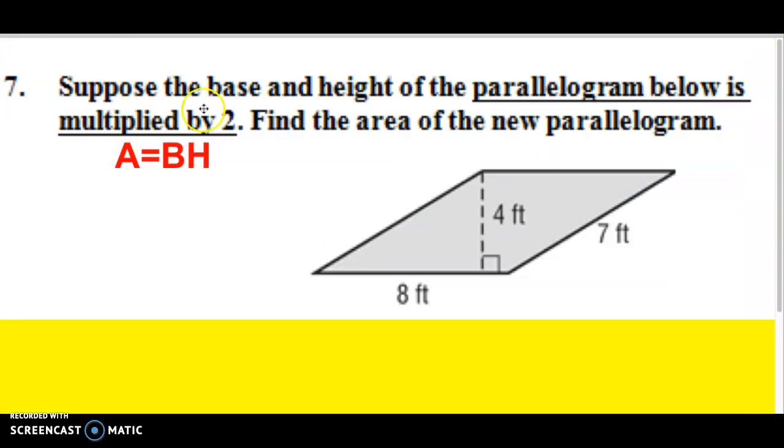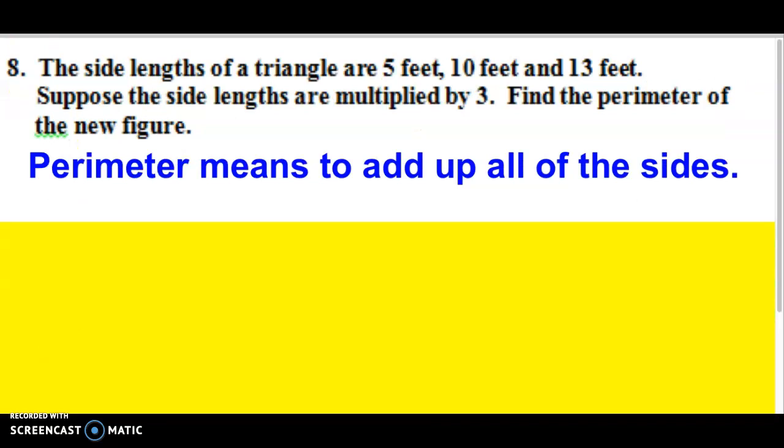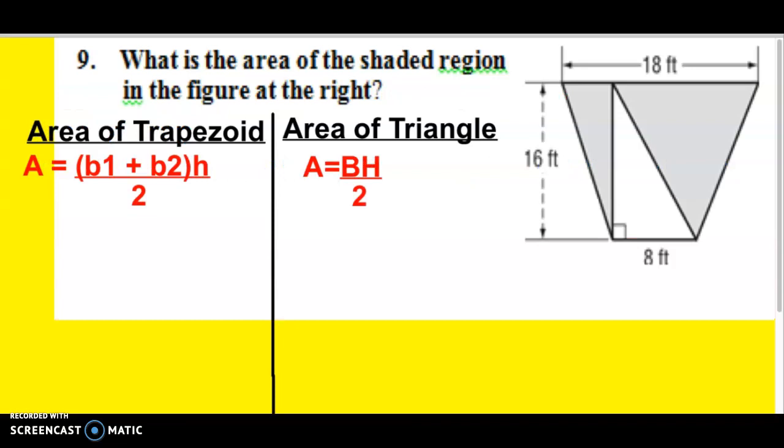For number 7, you're going to draw a new figure. This is a change in dimensions. You're going to draw a new figure. Number 8, you're going to do the same thing, changes of dimensions, draw a new figure. Number 9 is the area of the shaded region. Refer back to the problem we did in class a few minutes ago on the video.